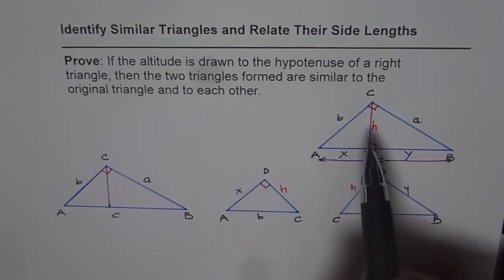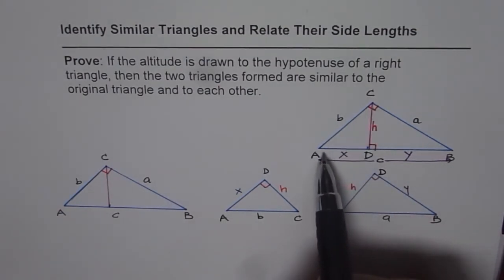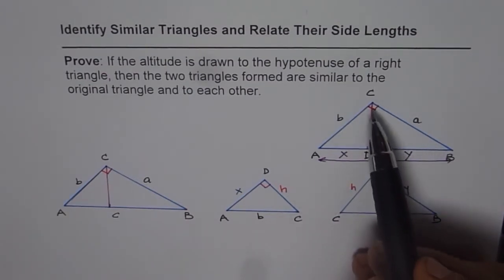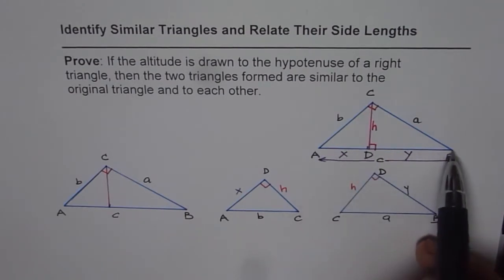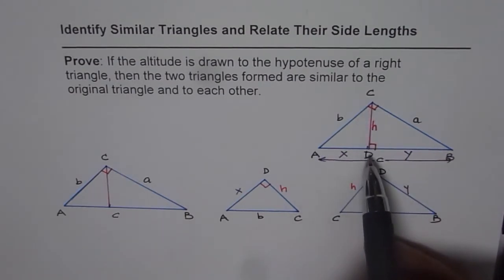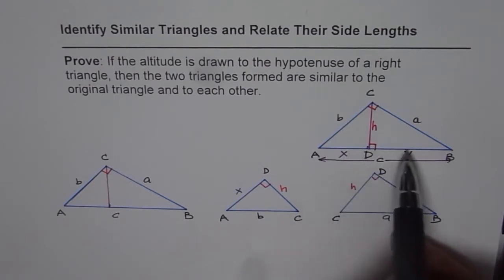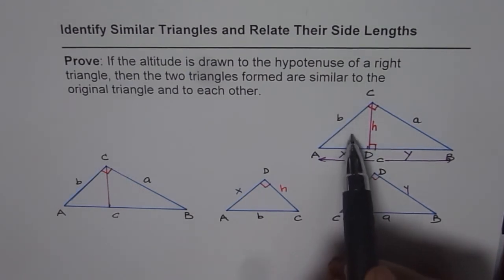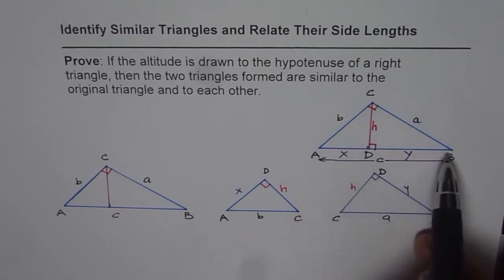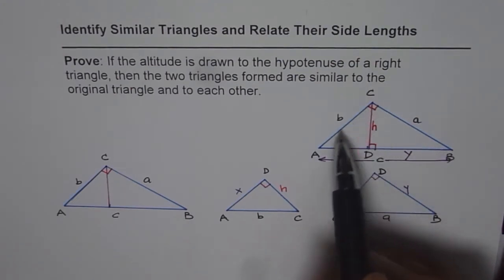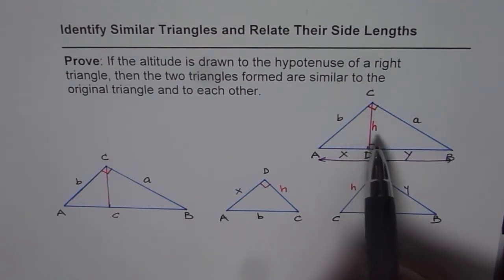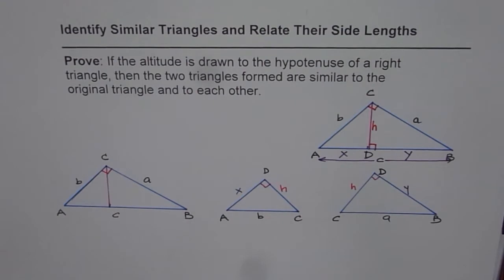So what we're trying to say here is that we have a right triangle ACB, C is 90 degrees, and if I drop an altitude from C to the hypotenuse AB, which is CD in this case, then it divides the hypotenuse into sides X and Y, and it forms two different triangles. We'll prove that these small triangles are similar to the big triangle, and since each one of them is similar to the bigger triangle, they themselves are also similar. So we have three similar triangles in this situation, right?